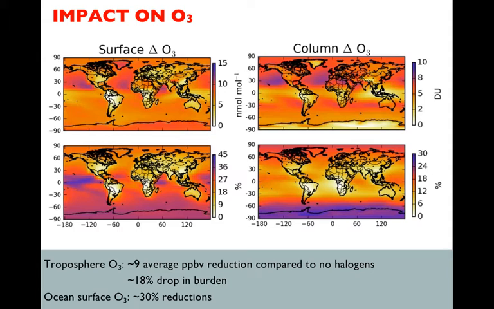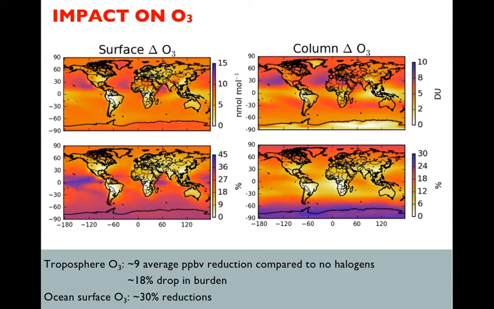What we can see are relatively large changes if we focus on the fractional changes. Over the remote tropical Pacific and over the Indian Ocean, you can see a 36% reduction in surface ozone because of the halogens. Similarly, we can see relatively large changes in the tropospheric column, and overall this is about a 20% drop in the ozone burden.